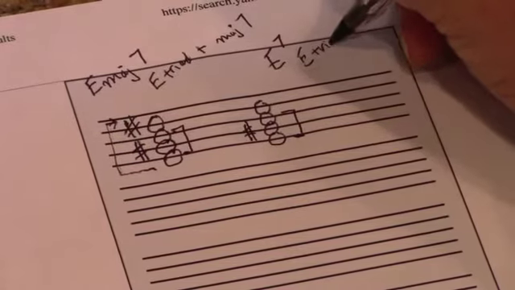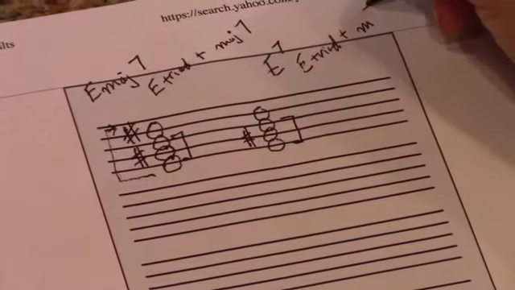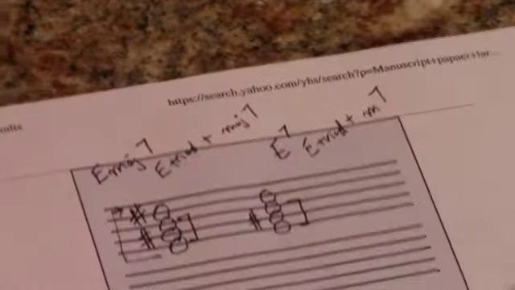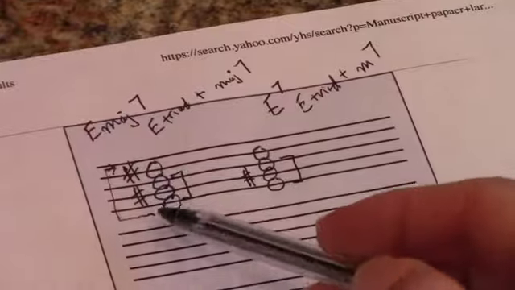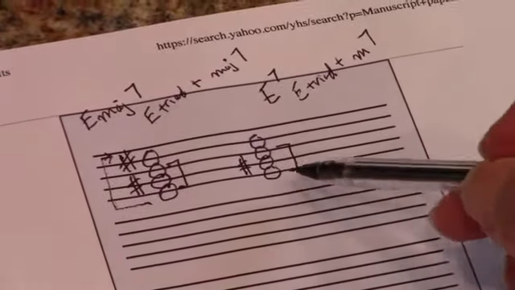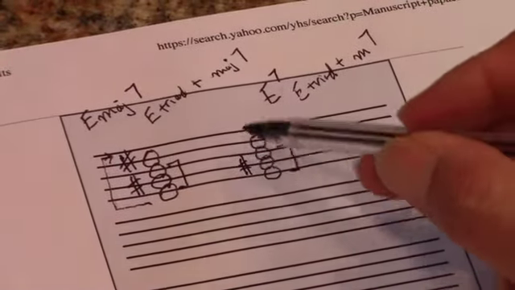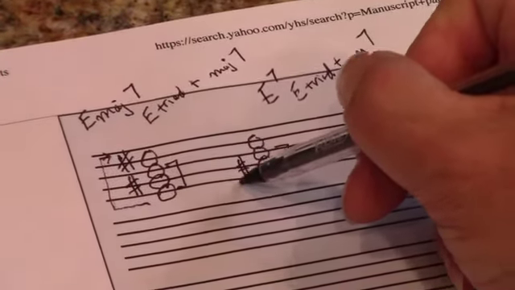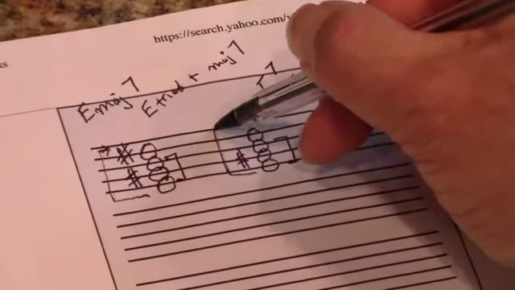So it's a major triad plus a minor 7 interval. Well, we know that the E major 7 has a major 7 interval. So the only difference between these two chords is that it's the same triad, E major, but the 7th now is not going to be a major 7 interval, but a minor 7 interval.